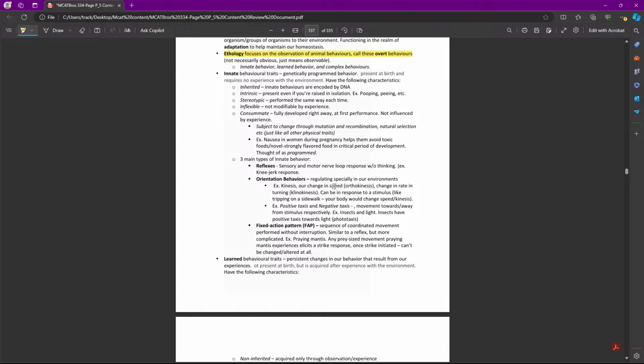Okay. So there are three main types of innate behavior. Reflexes, which are the sensory-motor neuron loops that we talked about earlier, like the rooting reflex or the breathing reflex, all the things that we talked about earlier.